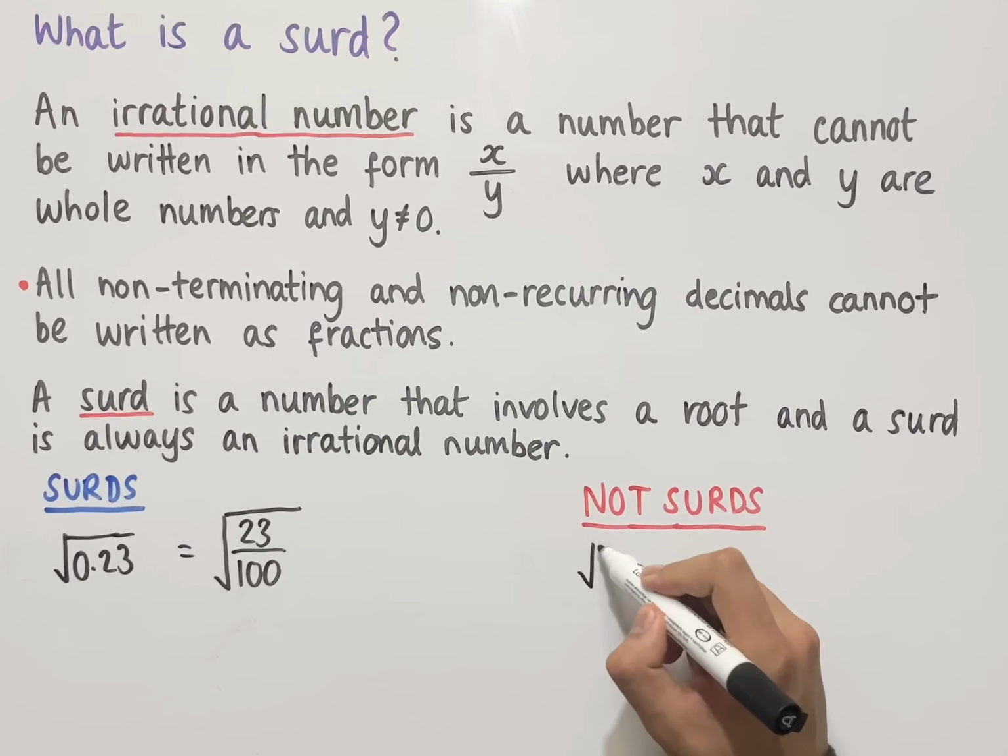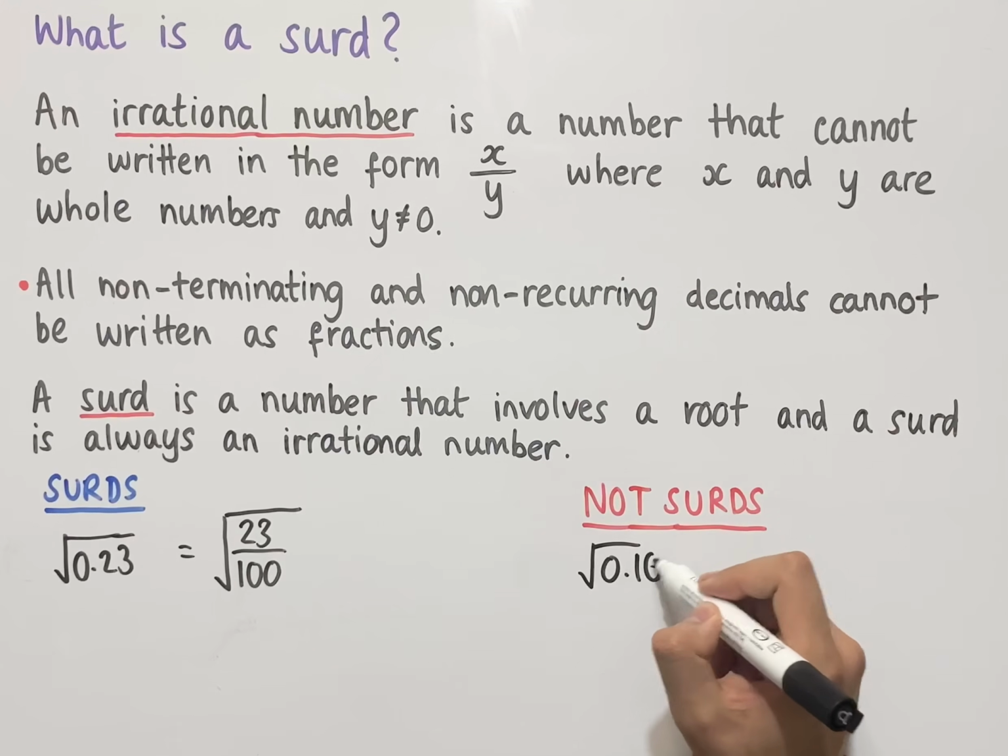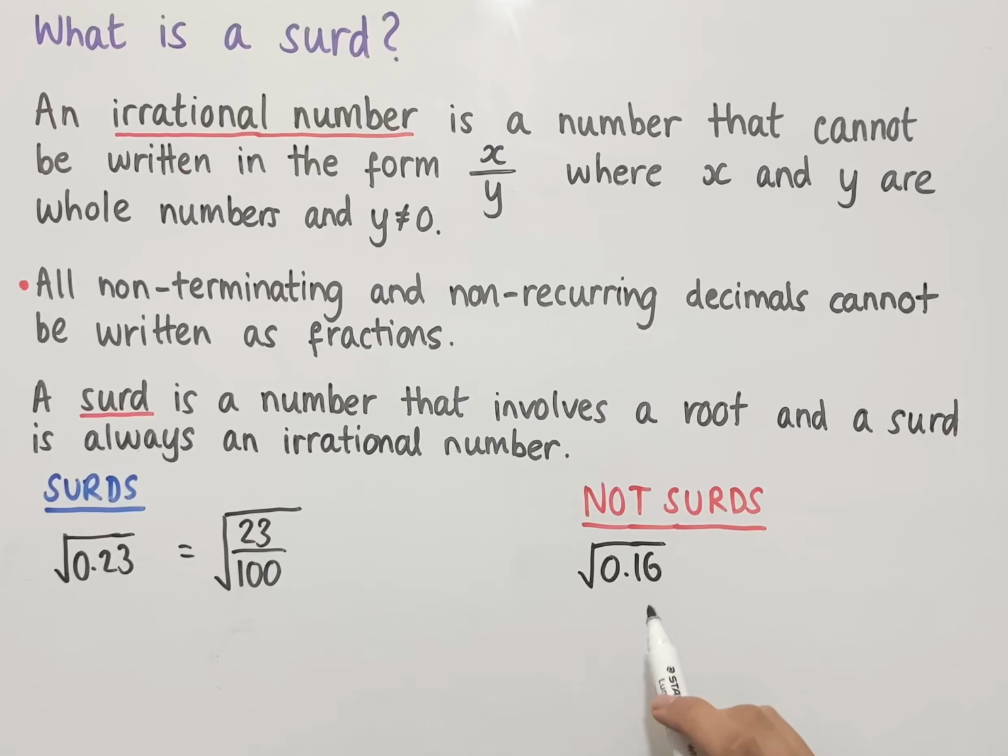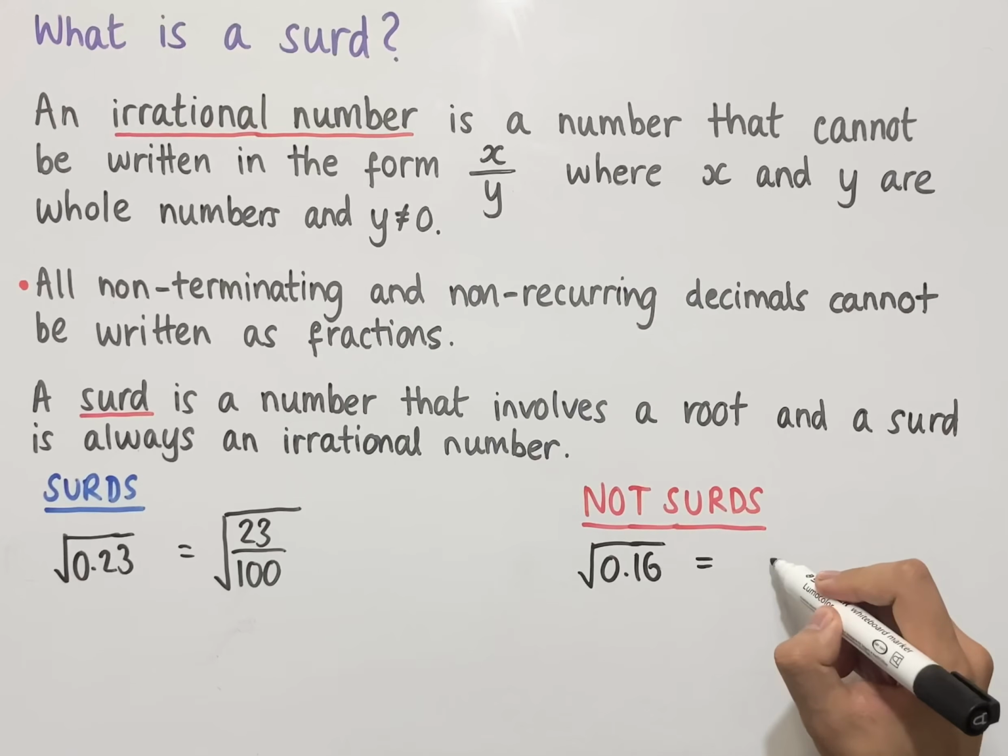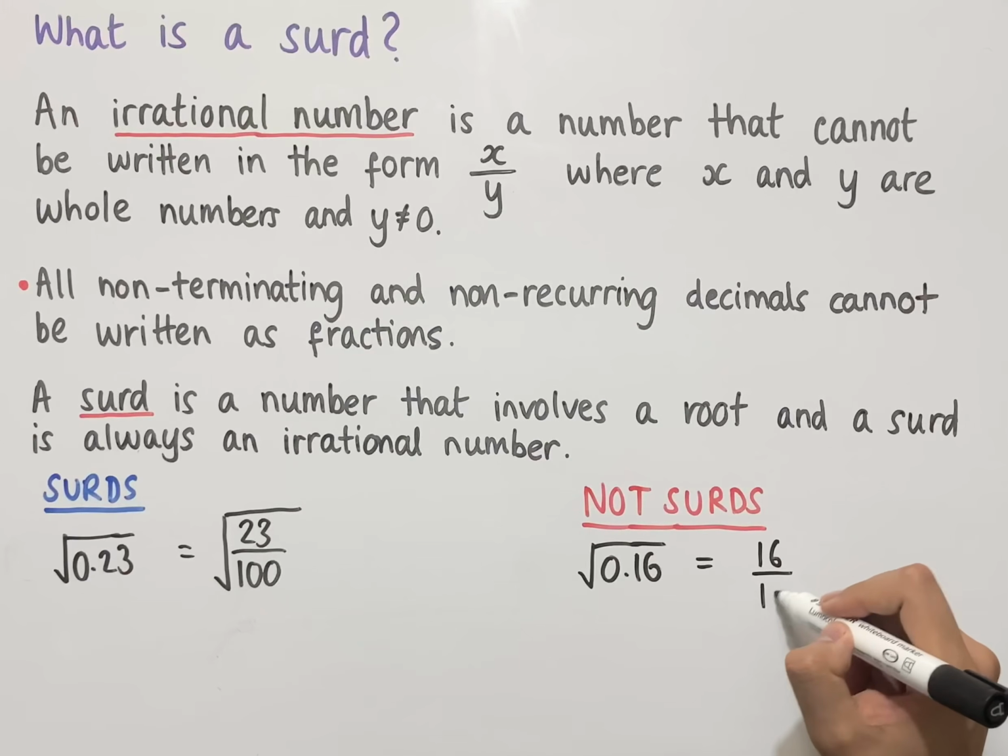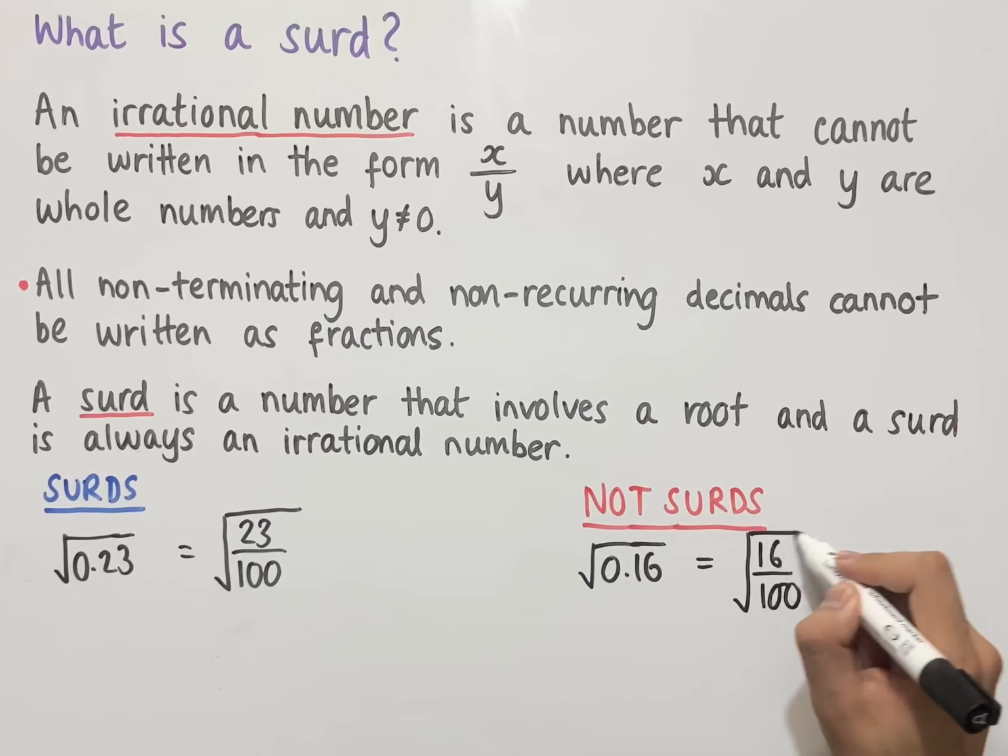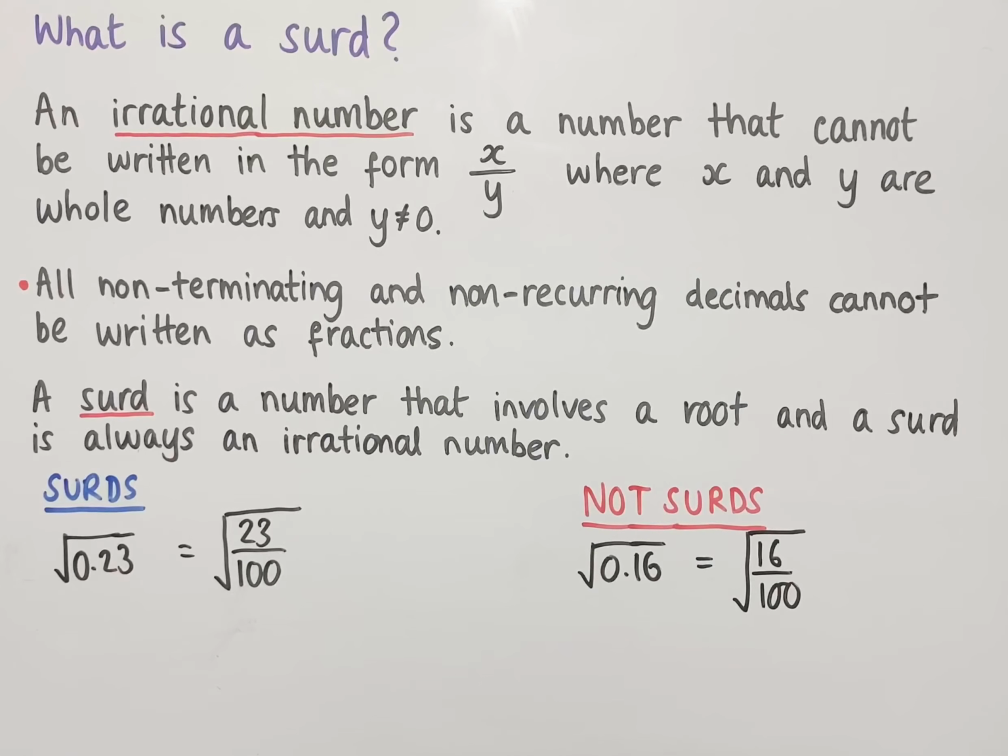If we had the square root of 0.16, then this is not a surd, since 0.16 can be written as 16 over 100. And so if we take the square root of 16 over 100, we're looking for a number that multiplies by itself to give us 16 over 100. And that number is 4 over 10. And 4 over 10 is a fraction, and so therefore it is not a surd.